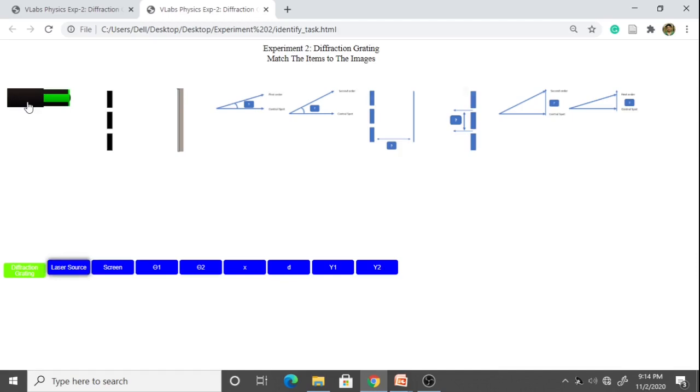So this is the laser source. You can see that once the object is correctly identified, it changes color. Now let us identify where the screen is. If I click on this, it is the correct thing. So this is how it works, and we need to identify and match the items to the images.